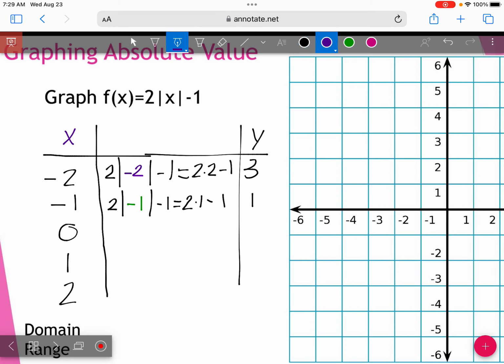I'm going to have 2 times the absolute value of 0 minus 1. Absolute value of 0 is, how many steps away from 0 is 0? 0. 2 times 0 is 0. So we have 0 minus 1, which is negative 1.